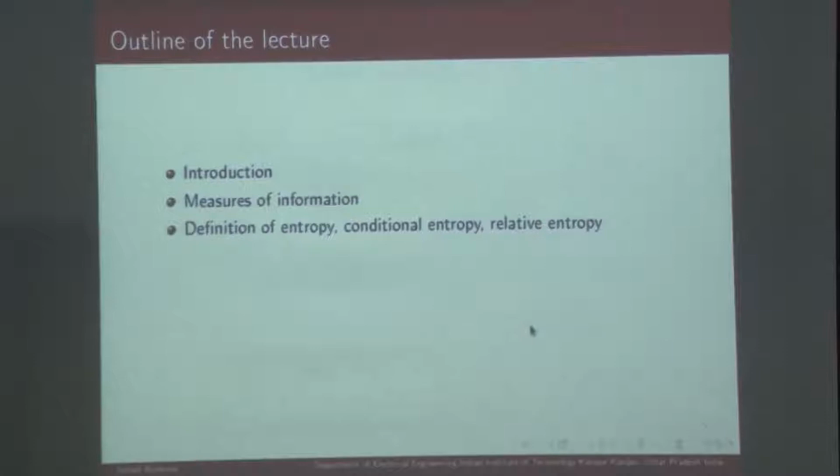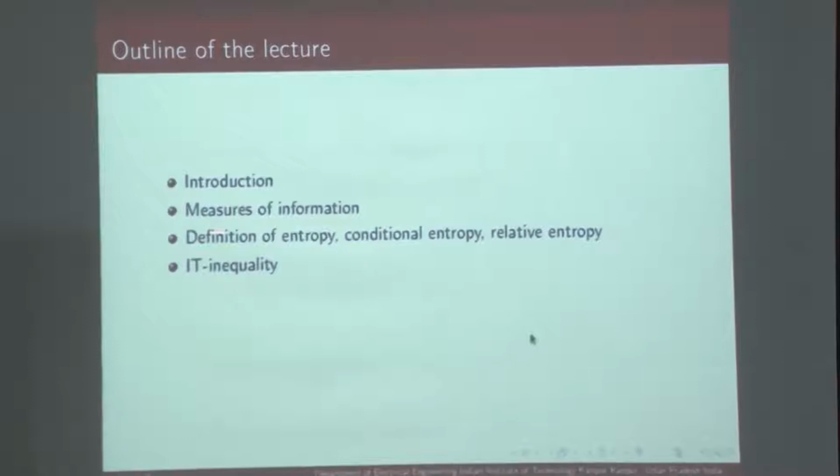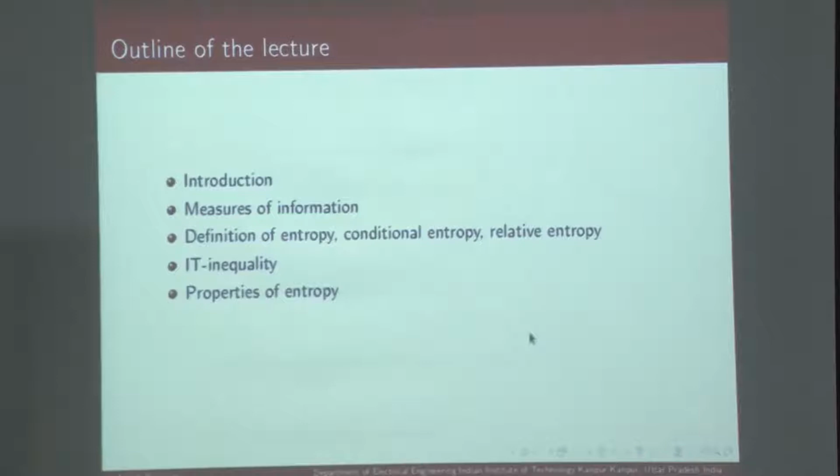So start with a brief introduction, and then I'll talk about different measures of information. And then I will define what is entropy, conditional entropy, relative entropy, mutual information. I will talk about an important inequality which we call as IT inequality. It has wide range of applications in proving results in information theory. And then I will talk about some properties of entropy, conditional entropy, relative entropy. In particular, I'll talk about what is known as chain rule of entropy, and I'll define what is a mutual information, and I'll define some properties of mutual information.